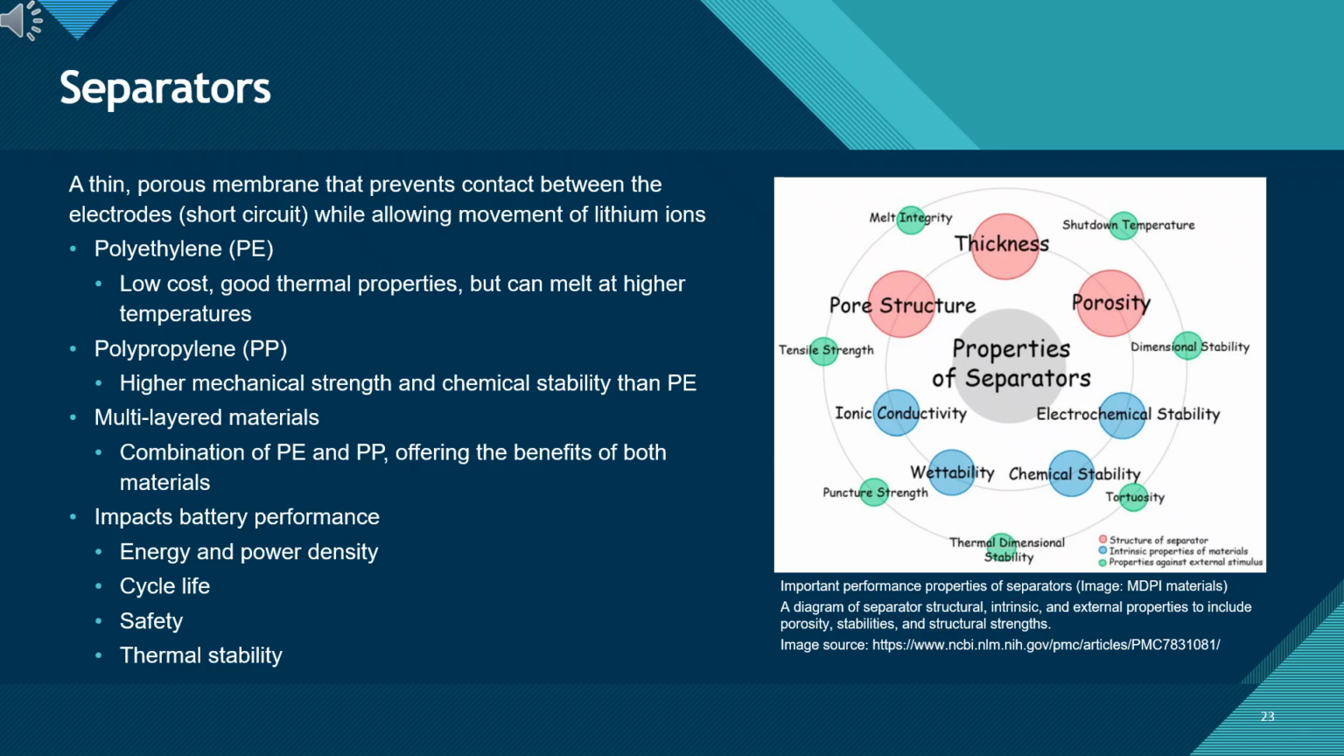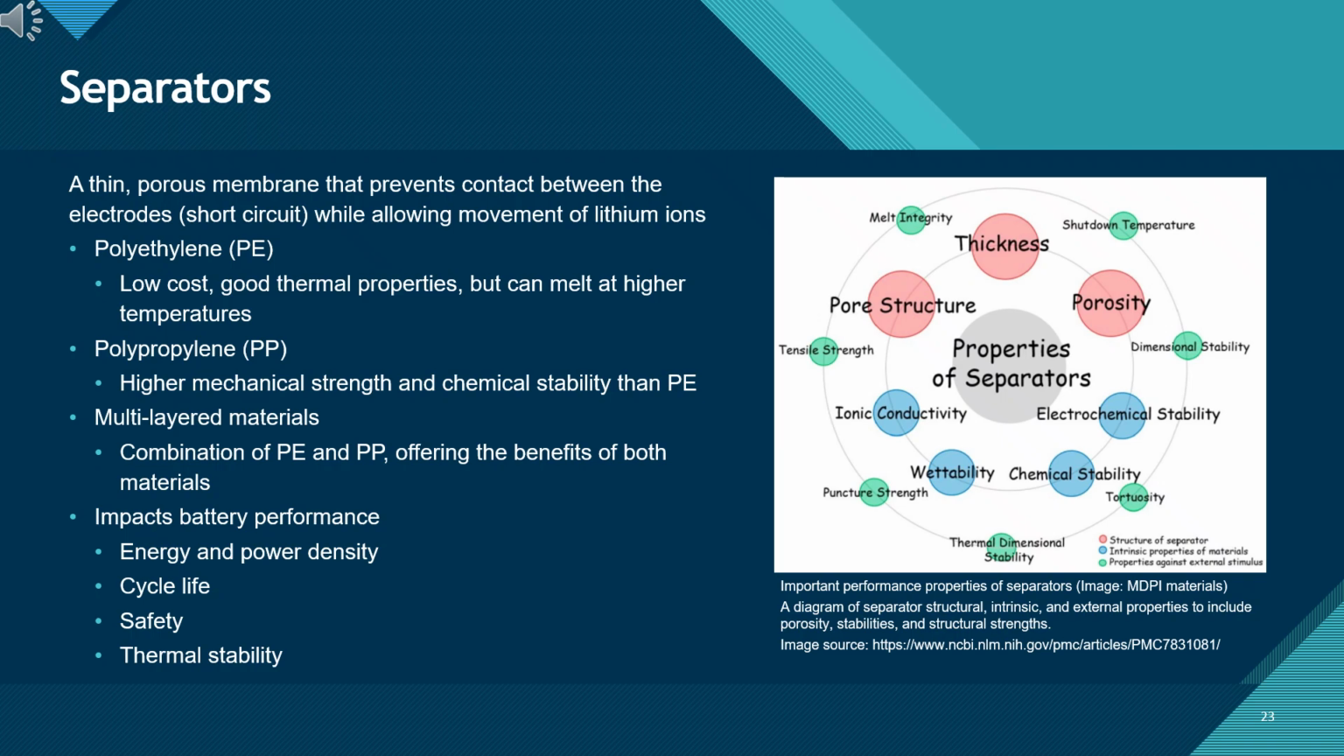In manufacturing, you will typically work with materials made of polyethylene, PE, or polypropylene, PP. PE is common due to its low cost and good thermal properties. PP offers higher mechanical strength. Often, we use multi-layered materials that combine the best of both worlds.